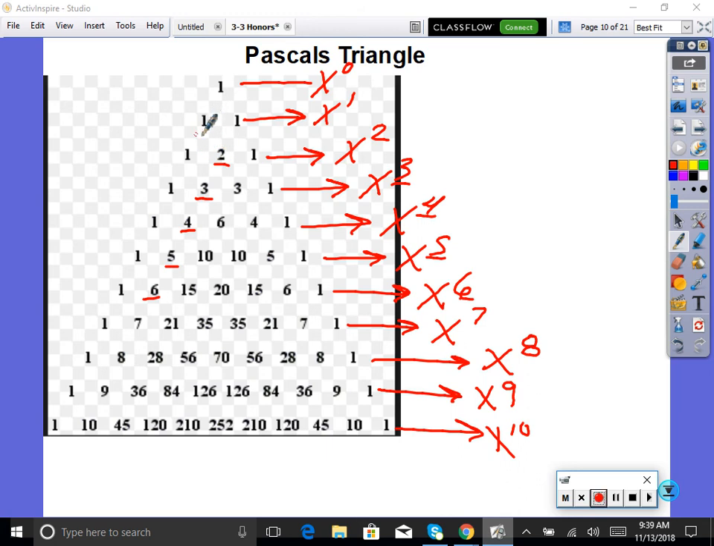So this would have been 1 choose 0, 1 choose 1. This would have been 2 choose 0, 2 choose 1, 2 choose 2. It's just a quicker way of seeing these patterns instead of having to use the binomial theorem. This would have been 6 choose 0, 6 choose 1, 6 choose 2, 6 choose 3, 6 choose 4, 6 choose 5, and 6 choose 6. Just trying to get you to make the connection here. It's another way of getting the coefficients besides the binomial theorem.